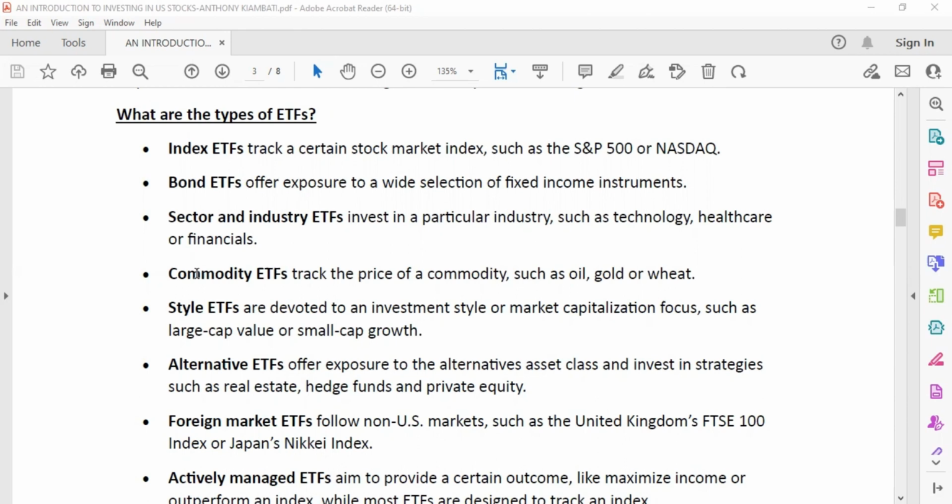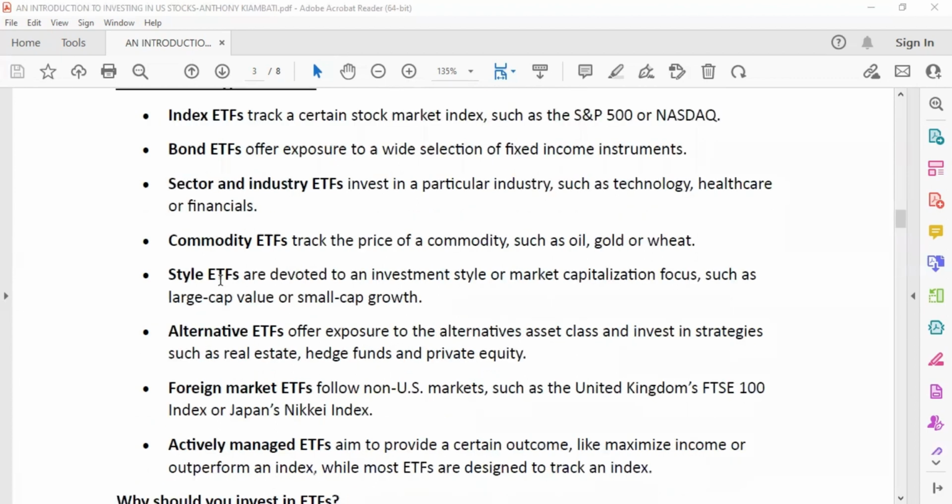Those are bonds. Then I want you to pay attention to these ones. Sector and industry ETFs allow you to invest in a particular industry, such as the technology industry, the healthcare industry, or the financial industry. Then we have commodity ETFs. They track the price of a commodity, such as gold, oil, etc. Then we have style ETFs. They are devoted to an investment style or a market capitalization focus, such as an ETF that invests in large cap value stocks, small cap growth stocks, etc.